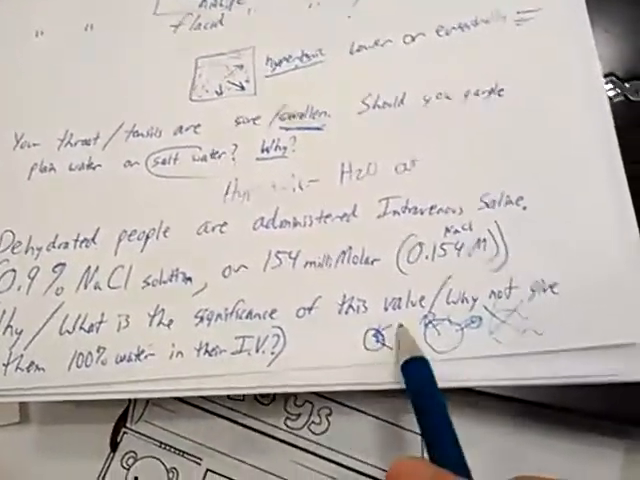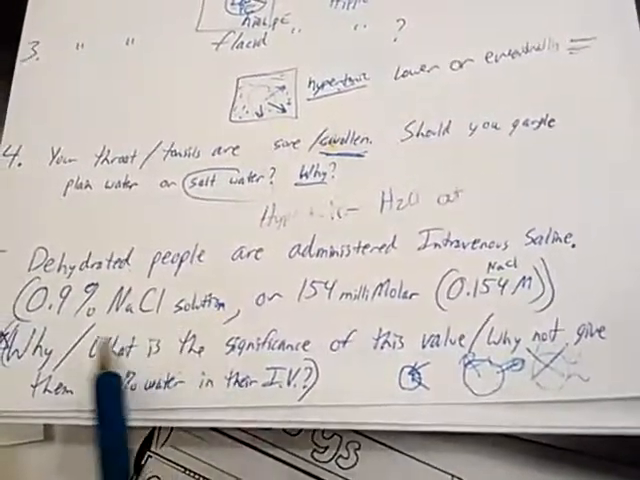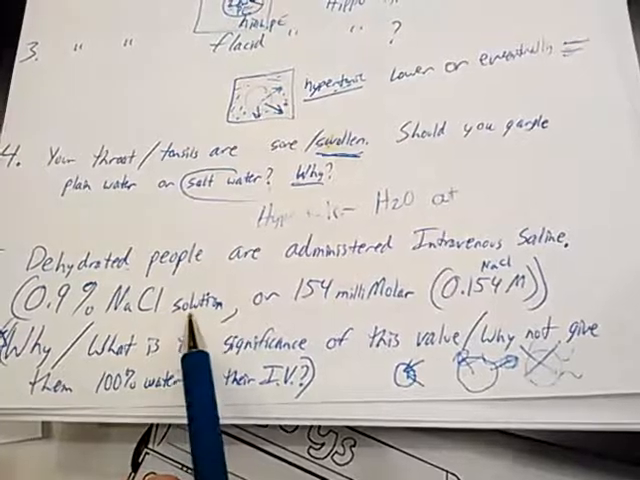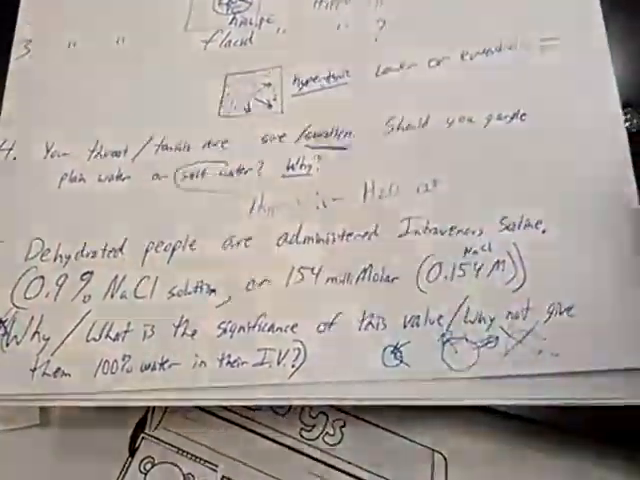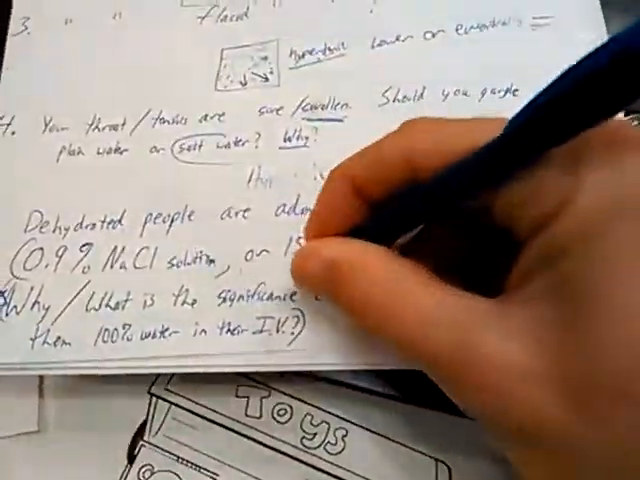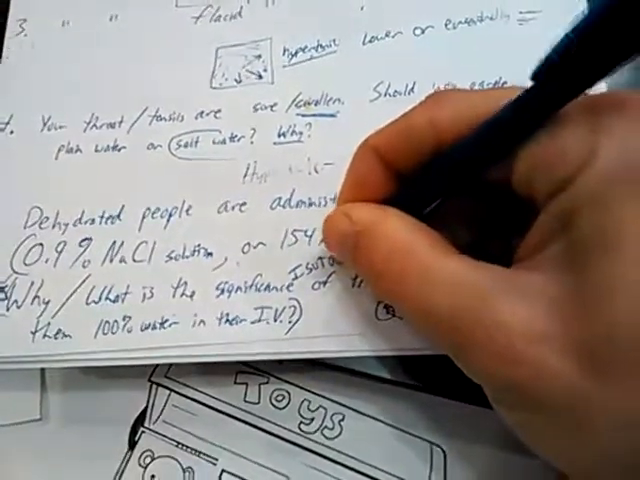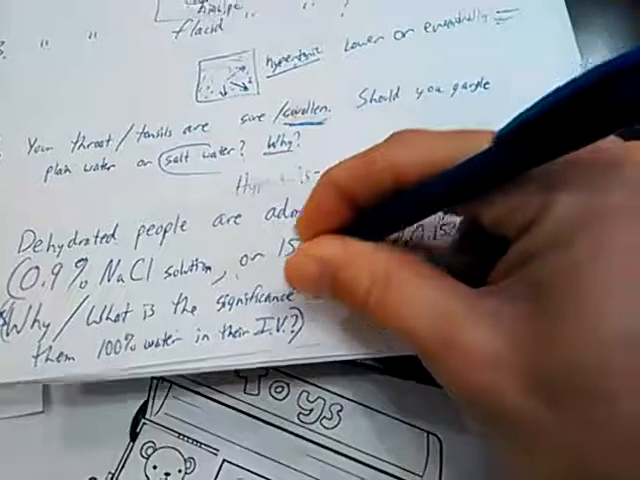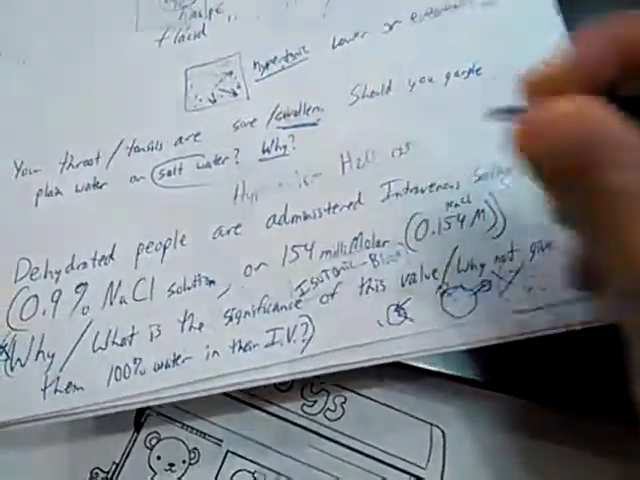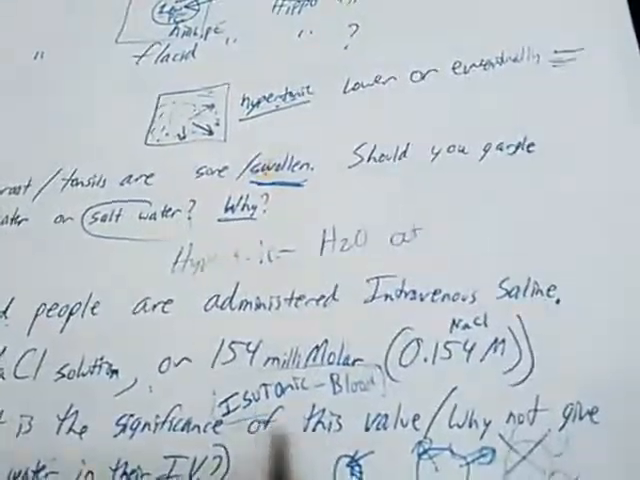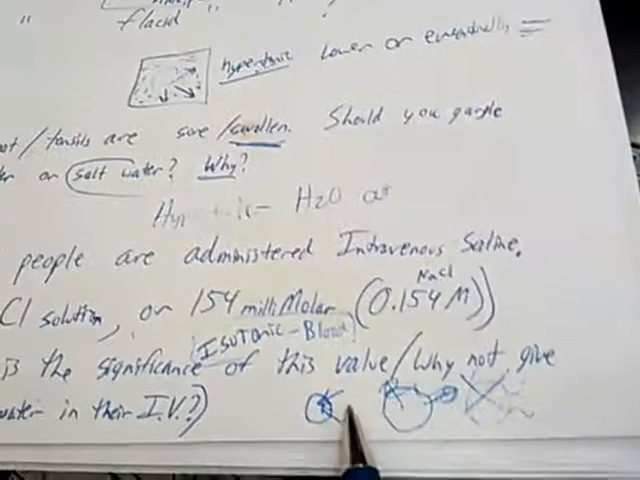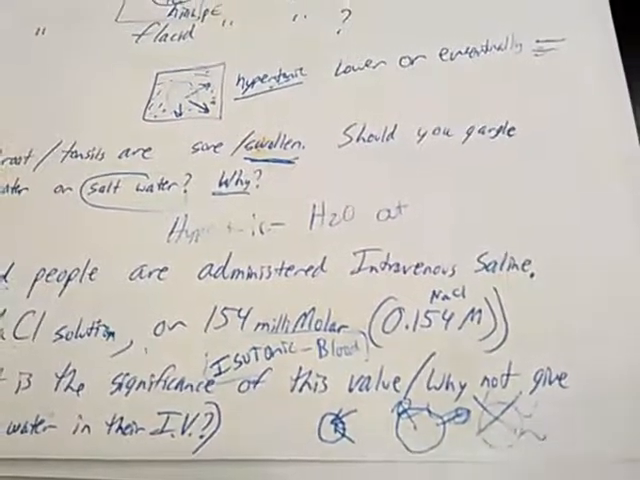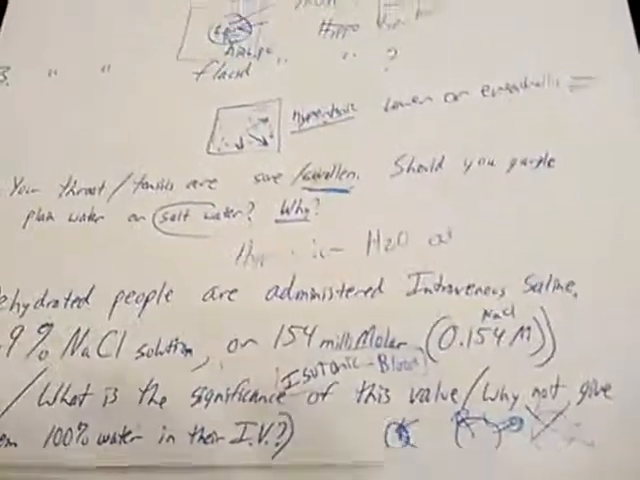So what is the significance of this value? Why do we have this 0.9% sodium chloride? It's because it's isotonic with your body. So it's going to make sure that your red blood cells don't shrivel up and die, and they don't hippo style explode when they go into your bloodstream.